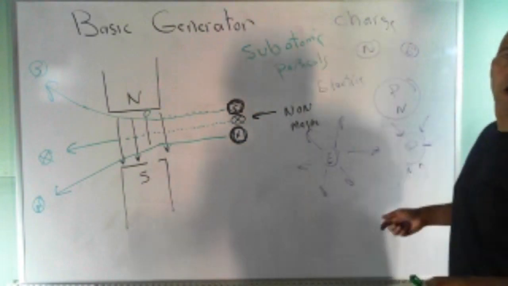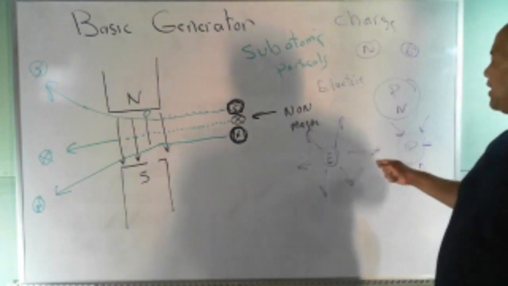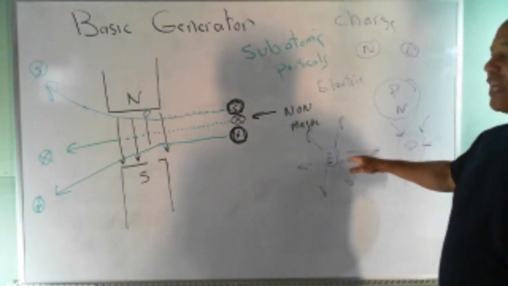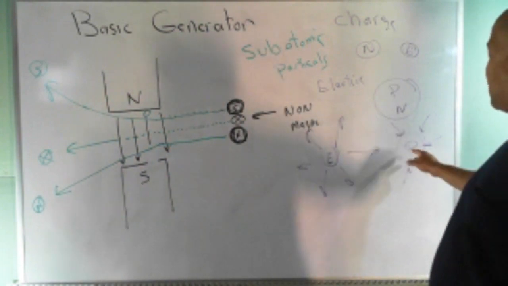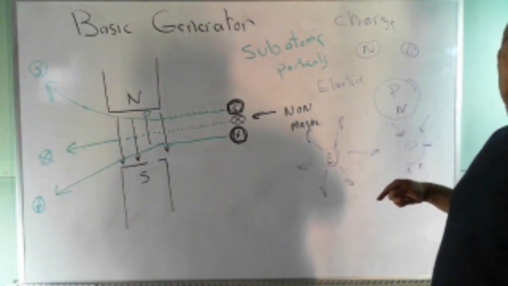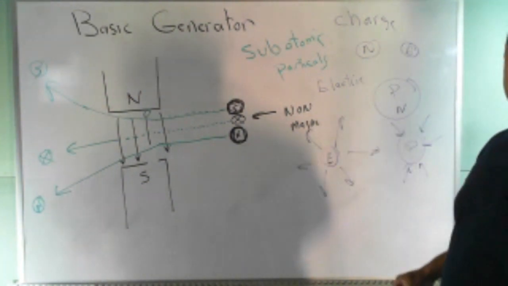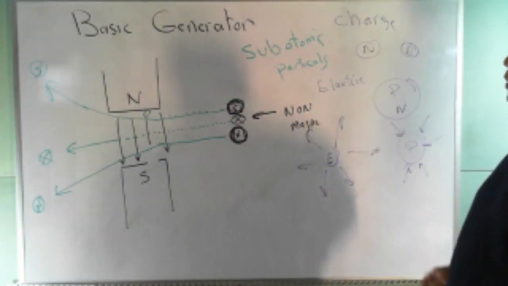This has no charge, so there's no electric field. Only things that have charge have electric fields. And the only difference between the electric field of an electron and a proton is the direction of the field lines. And I actually have these reversed, but again, it doesn't matter.